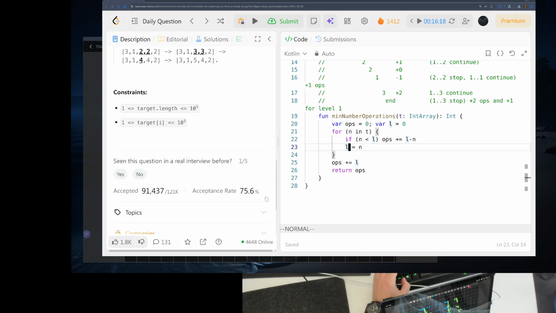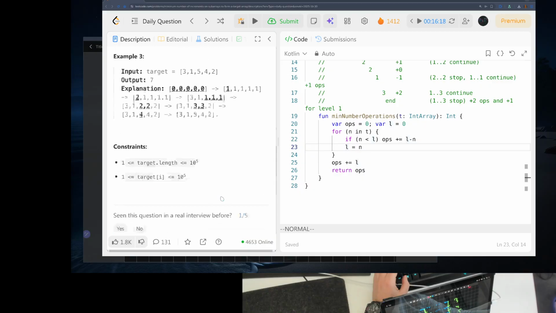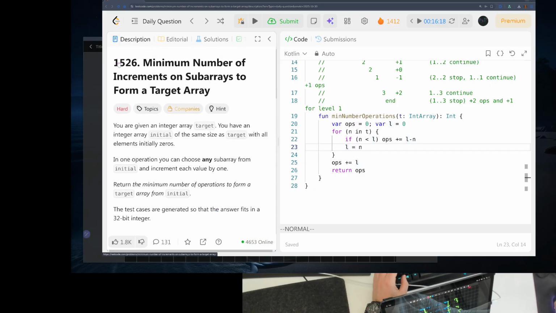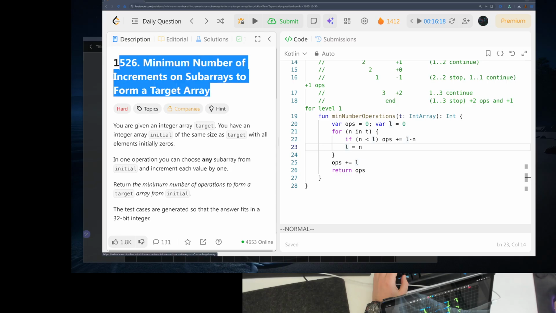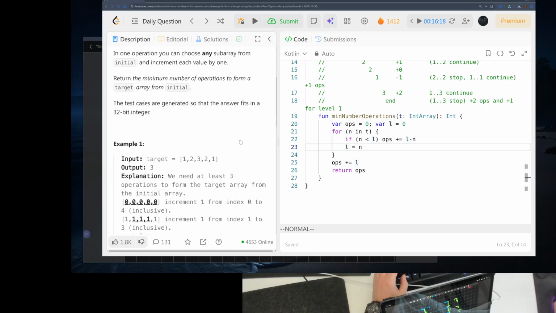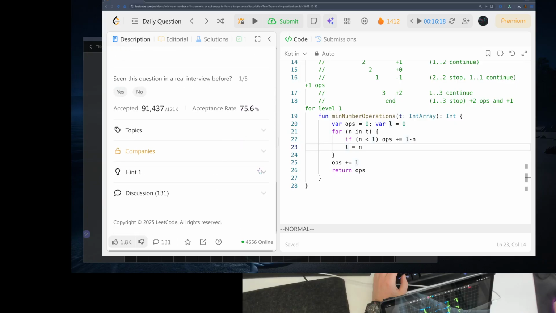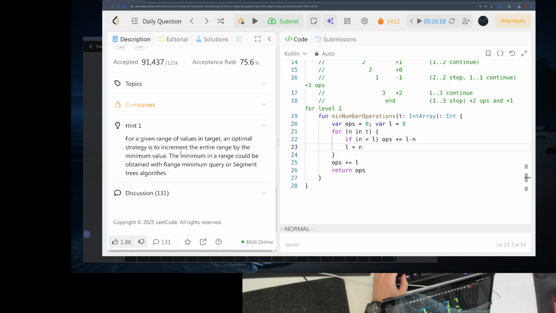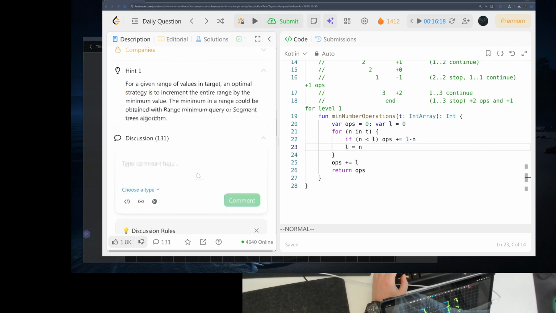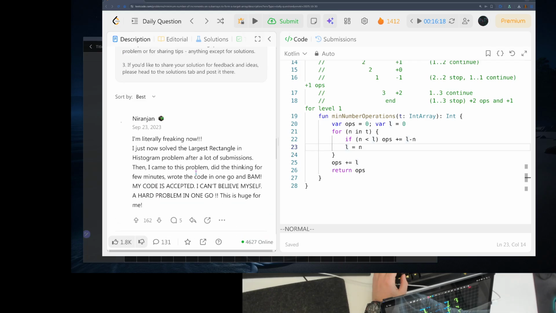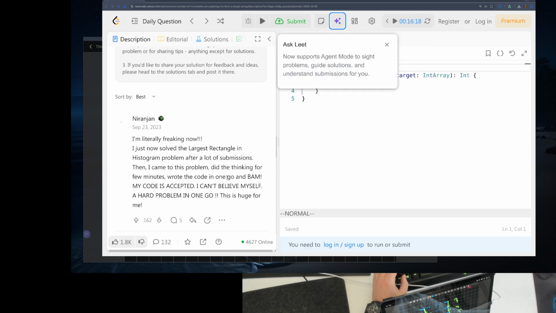This isn't really a hard problem because it has a high acceptance rate, but this is expected because this problem is from the early days, before inflation. Let's look at the hint. This is a segment tree or range minimum query. I don't know how I would use this hint. It's a complex hint. The hint is harder than the problem. So that's it for today.